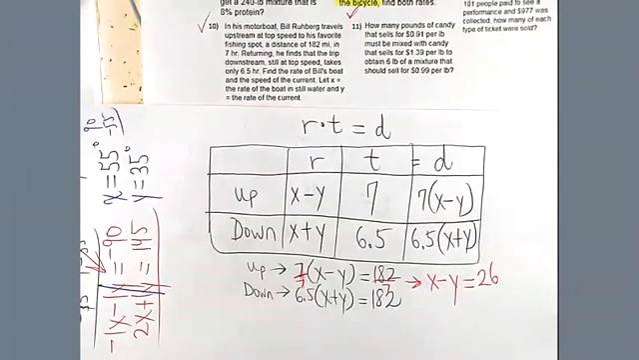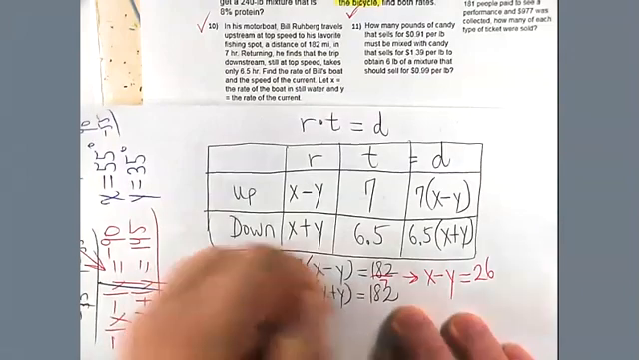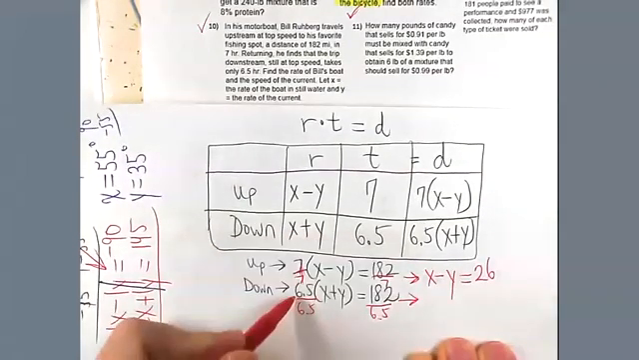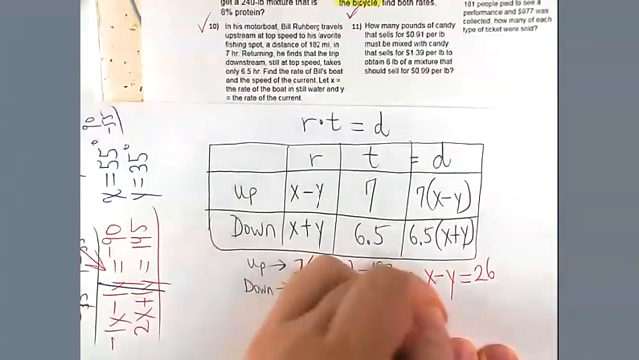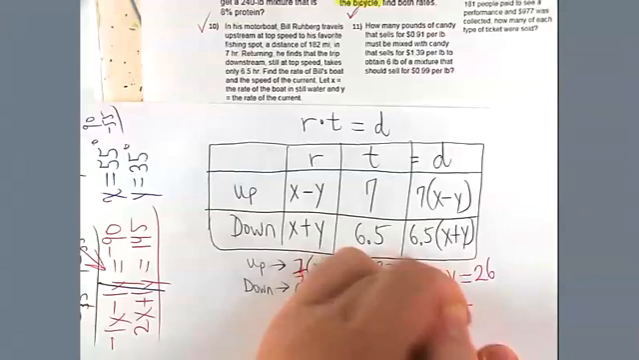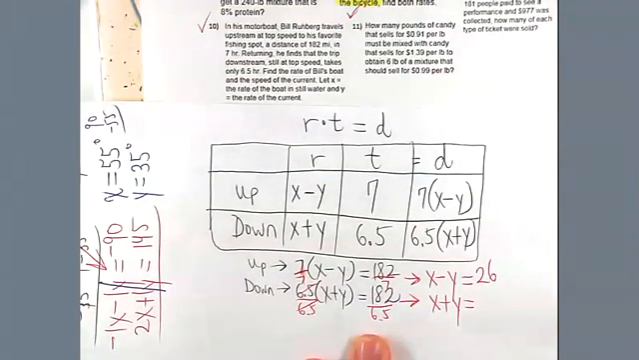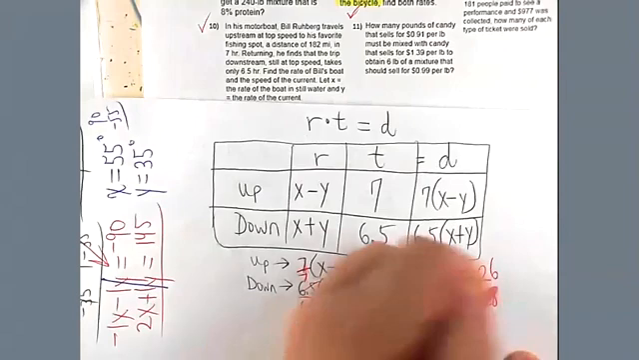And do the same thing to simplify the second equation going downstream. Divide both sides of the second equation by 6.5. Right here, the 6.5's cancel, leaving you with x plus y. And when we divide 182 by 6.5, that gives us 28.